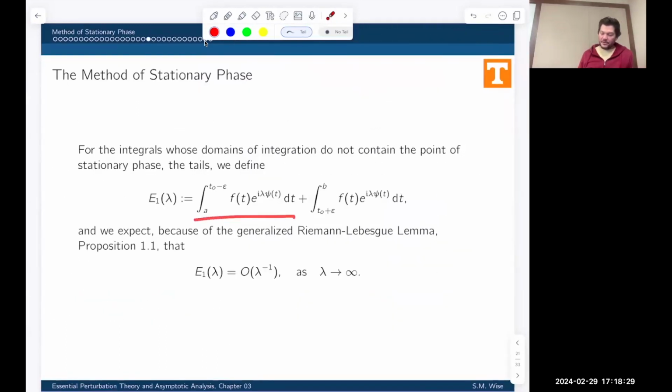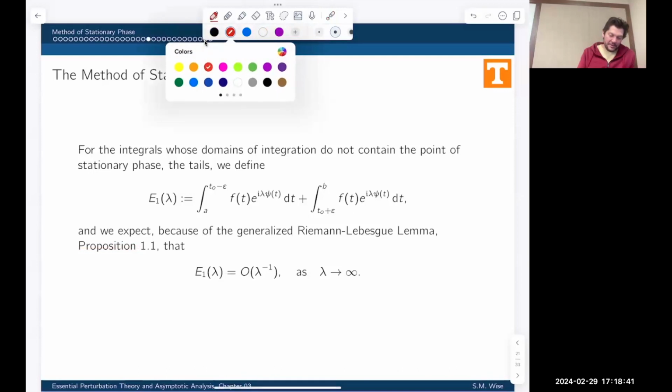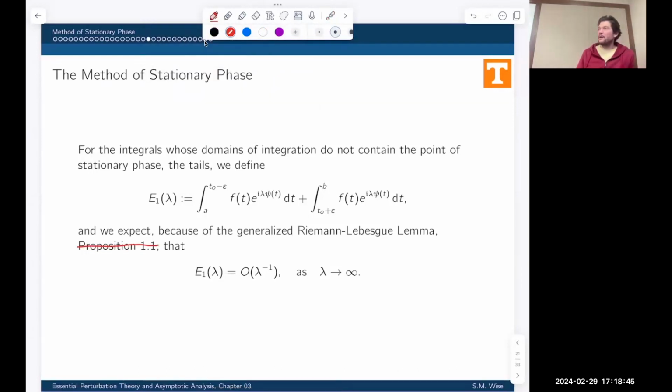Next, we're going to argue that the tails are going to be treated with the Riemann-Lebesgue lemma. I'm eliminating references to theorems because it makes sense in the book, but not in the notes, because in the notes, Beamer doesn't add a counter for the theorems or propositions. By the generalized Riemann-Lebesgue lemma, because f is well behaved and this guy has no point of stationary phase in this interval, meaning no derivatives equal to 0, those tails are both going to be order big O lambda to the -1.